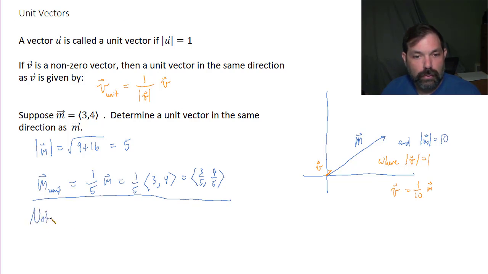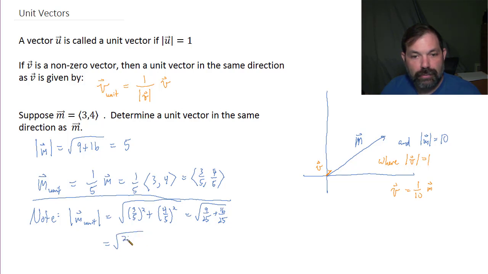Let's note that the magnitude of the m unit vector would be the square root of 3/5 squared plus 4/5 squared. So that's the square root of 9/25 plus 16/25, and so that's the square root of 25/25ths, which is, of course, 1. So it is a unit vector, and it is in the same direction as the original vector because it is just a scalar multiple of the original vector.